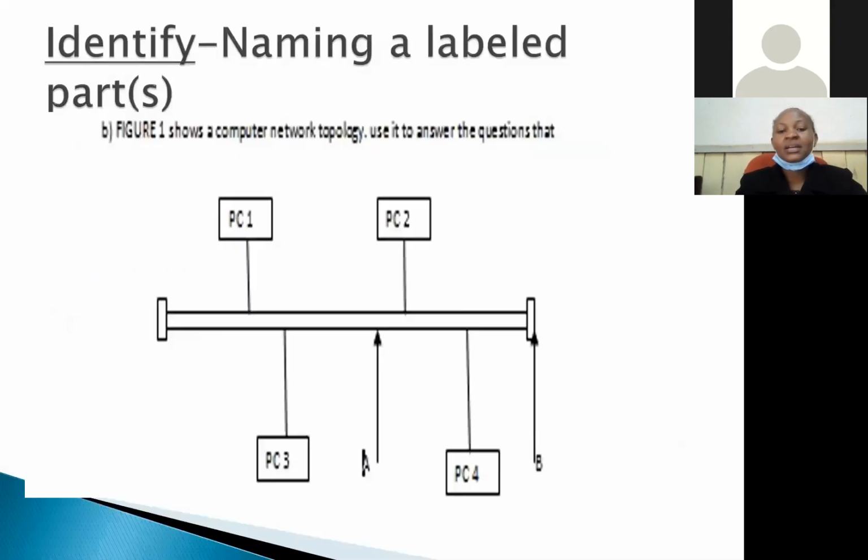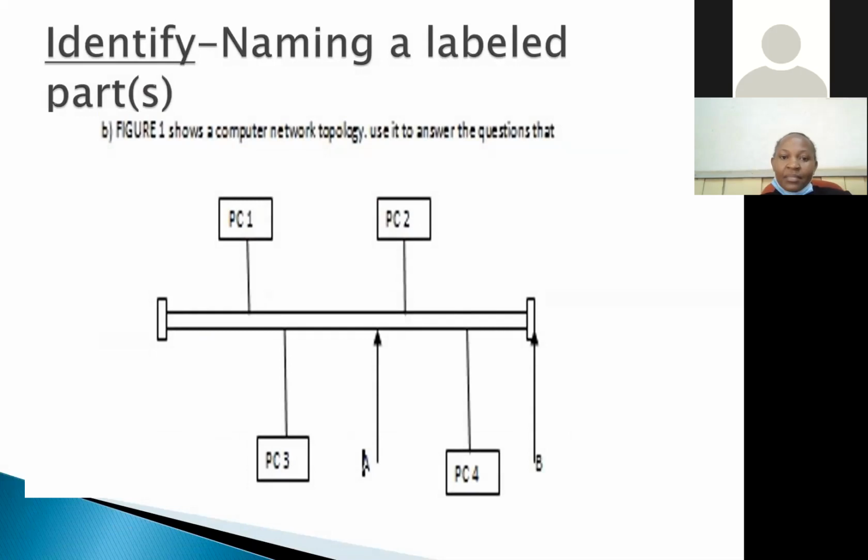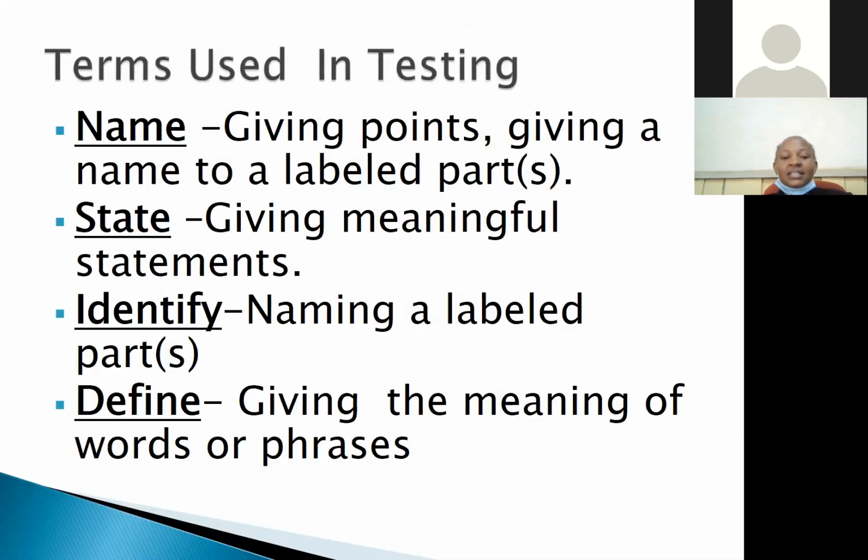Like for example, in this diagram, you can see that the diagram is drawn there. And then there's the part labeled A, and there's the part labeled B. In the questions, question 1, you are supposed to identify the topology. And in this case, this is a bus topology. Then again, another term that is used in testing is define. In define, you are given the meaning of words or the meaning of phrases that have been given.